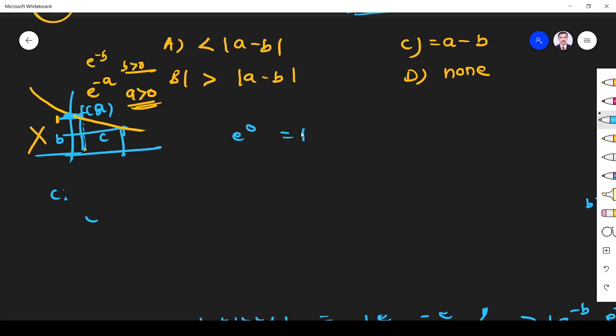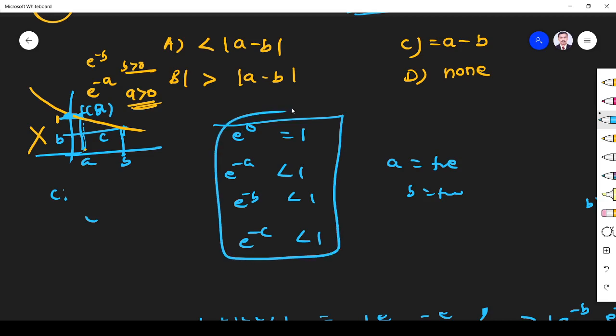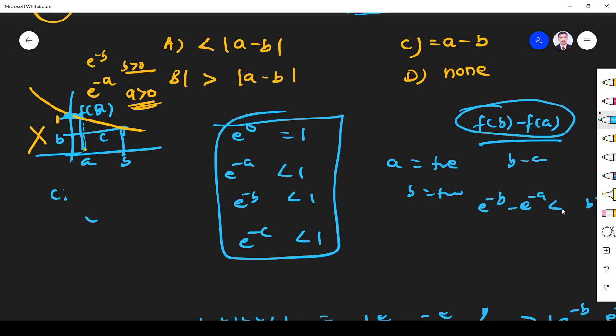E power 0 is 1. E power minus a is less than 1, a is positive. Similarly, e power minus b is less than 1, b is positive, right? Similarly e power minus c must also be less than 1, right? So the numerator should be less than the denominator. So f of b minus f of a over b minus a. So these two must be less than 1, which means e power minus b or whatever it be should be less than b minus a only, right?